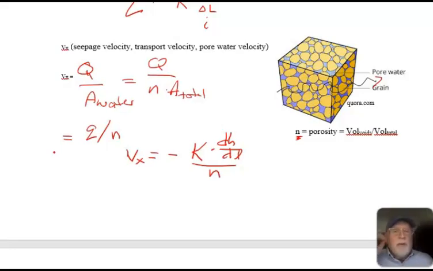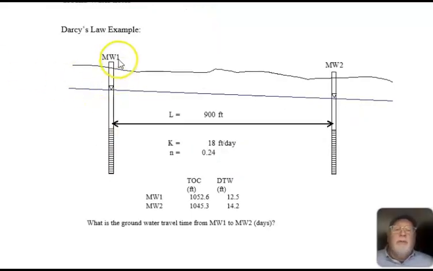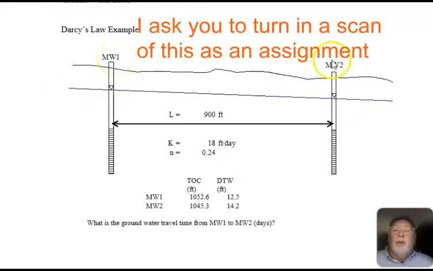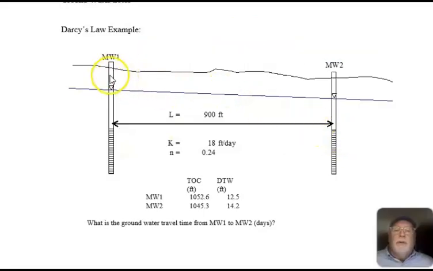So let's do an example of this in a second. Here we have two wells, monitoring well 1 and monitoring well 2. We have 900 feet between them. They're about the same depth. It looks like the water table slopes down with the ground surface from 1 to 2. Groundwater often goes generally in the slope of the land, but not always. So we want to know how long it takes to get through there.